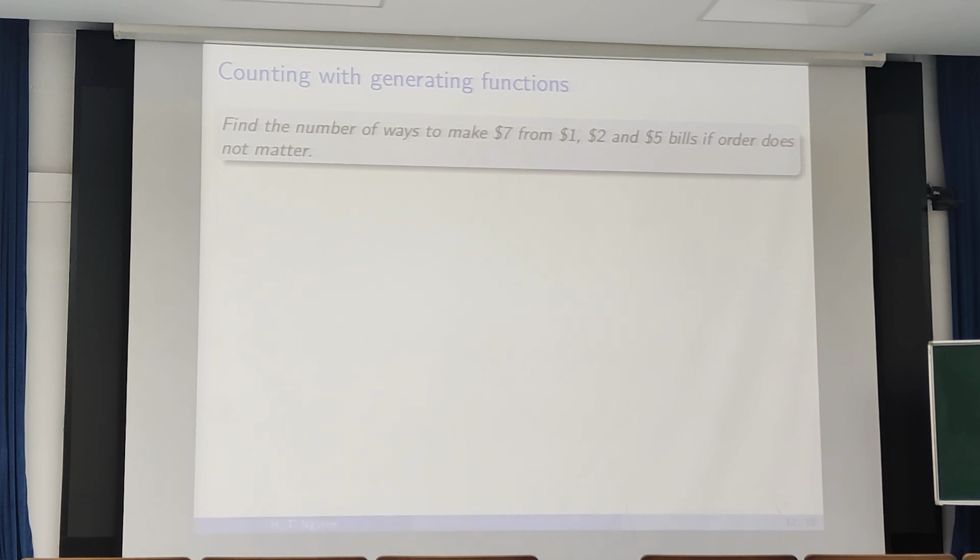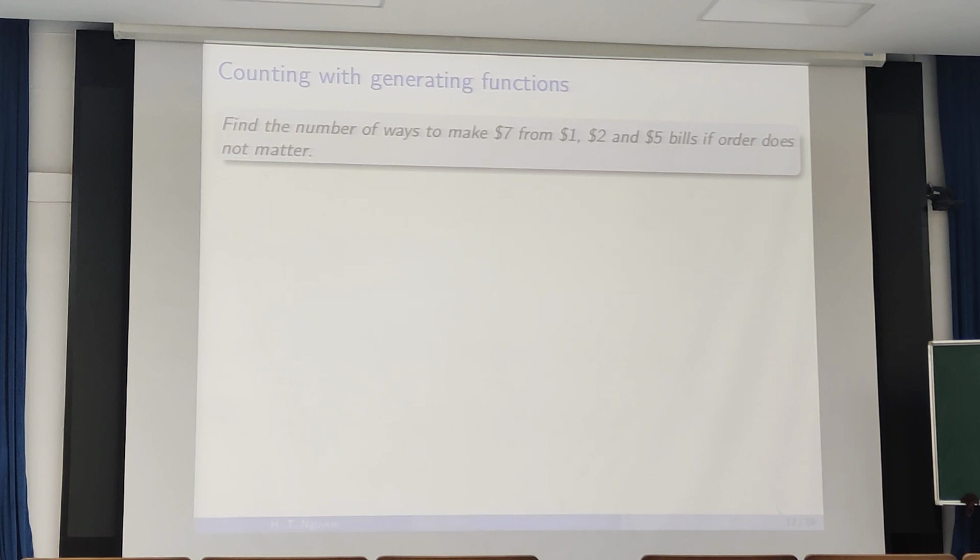Of course, for those in computer science, you know that there are intelligent ways to address these problems, algorithms. But now if we want to use generating functions, then how can we do it? Now the way we look at this is that we want to make a sum of $7. In this sum of $7, we have three types of notes: $1, $2, and $5.